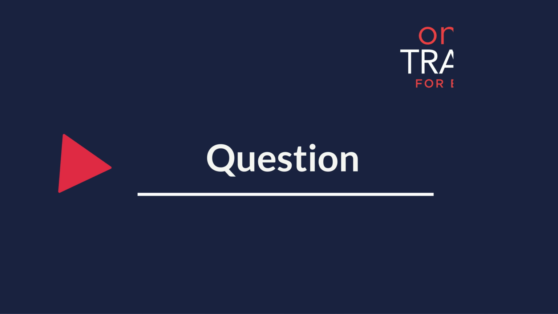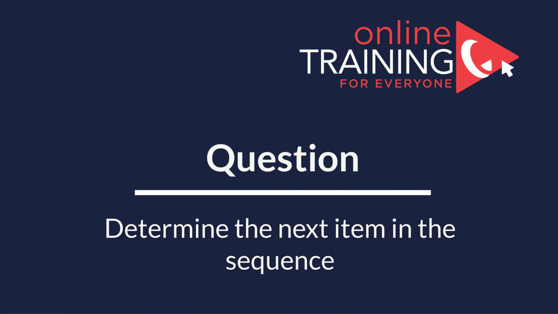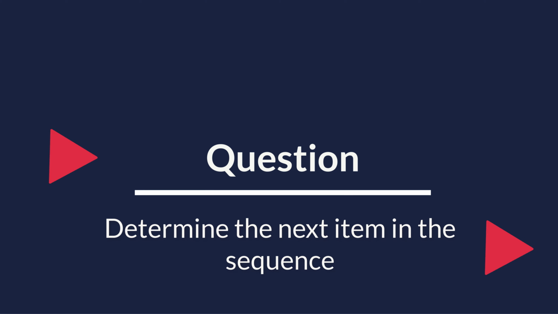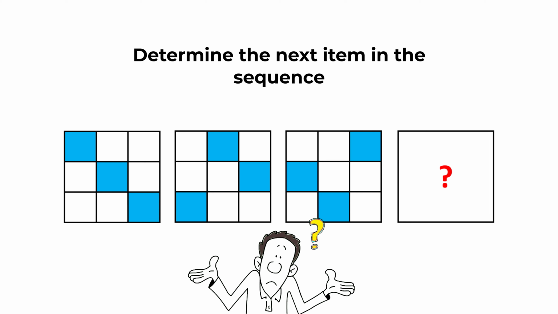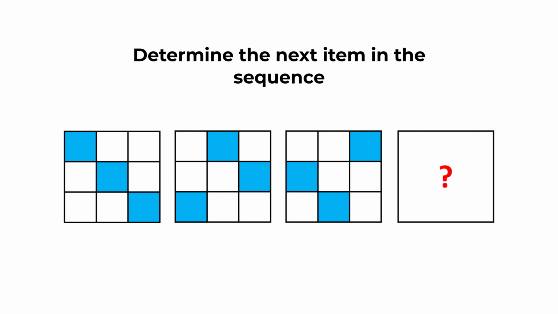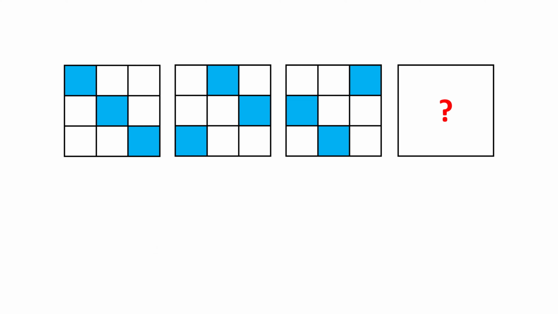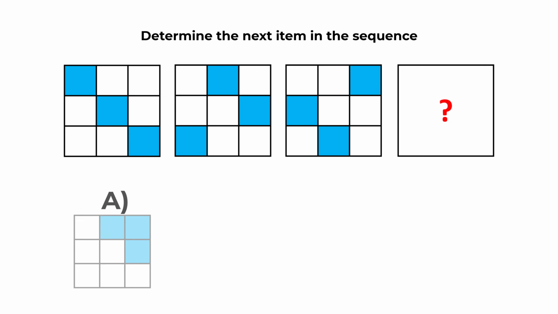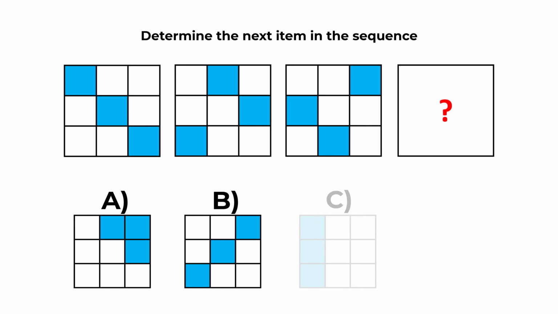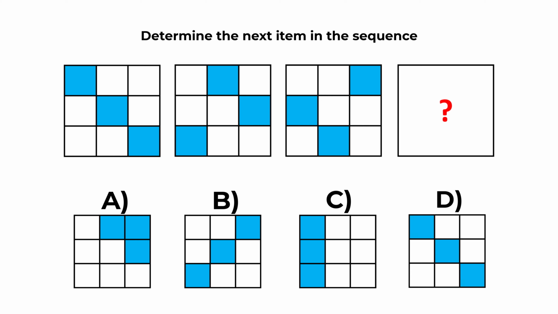Here is a very interesting problem that you might frequently get on the test. You need to determine the next item in the sequence. You're presented with the sequence of large squares. Each large square contains 9 small squares inside, and the small squares are of different colors. You need to determine the next item in the sequence, and you have 4 different choices. Choices A, B, C, and D. Do you see the answer?